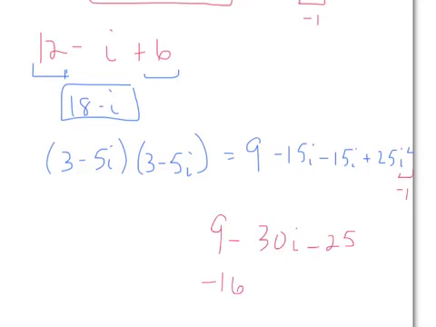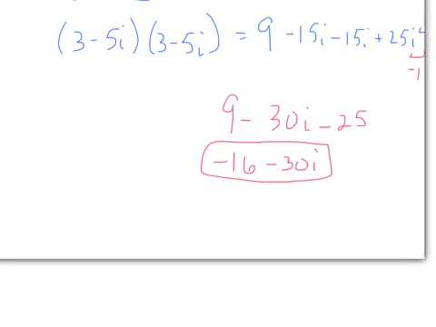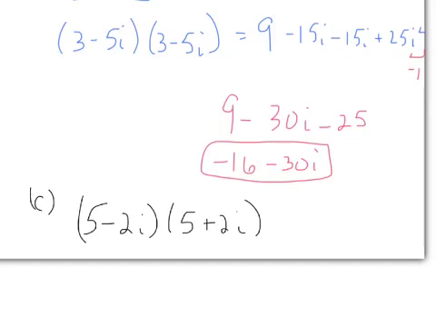And then minus 30i. Again, written in standard complex form. Finally, for part C, notice we're seeing 5 minus 2i, that quantity, times 5 plus 2i. And right away, we should recognize that this is an example of an answer you would get if you factored something that was difference of two squares, right?